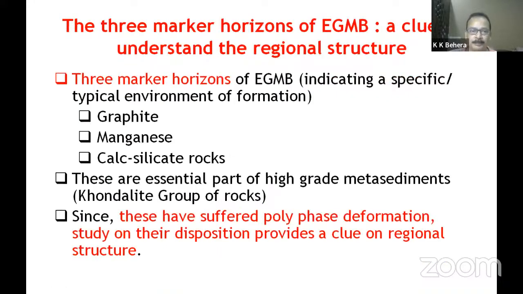Before going to the presentation, we have to understand the three marker horizons in the Eastern Ghats Mobile Belt, and their disposition gives a clue to understand the regional structure. Those are graphite and manganese. Initially, myself and Mukul Sir considered graphite and manganese as two marker horizons, and subsequently Jekananda Sir suggested including calc-silicate rocks also, making three.